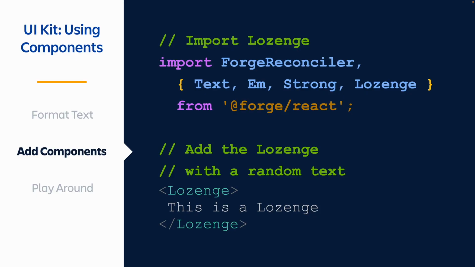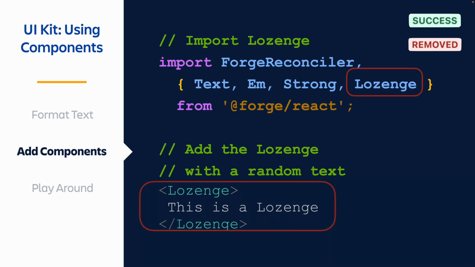Now that we've learned more about formatting the text component, let's try adding a new one, the lozenge. A lozenge is typically used to present item status in those little colored capsules like success or removed. Let's try it. First, we'll start with the import, adding lozenge to our import statement. And after importing it under your text component, we're going to add a lozenge component to the code. I'll hop over to my editor and we can do it together.